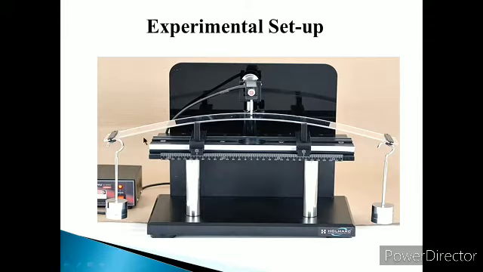This is the simple experimental setup for explaining the uniform bending. This is our beam, made up of plastic. At the 2 ends, the 2 weight hangers are there, and we have to apply a uniform load to the weight hangers. So, the beam will bend uniformly. This is the simple experimental setup for uniform bending.